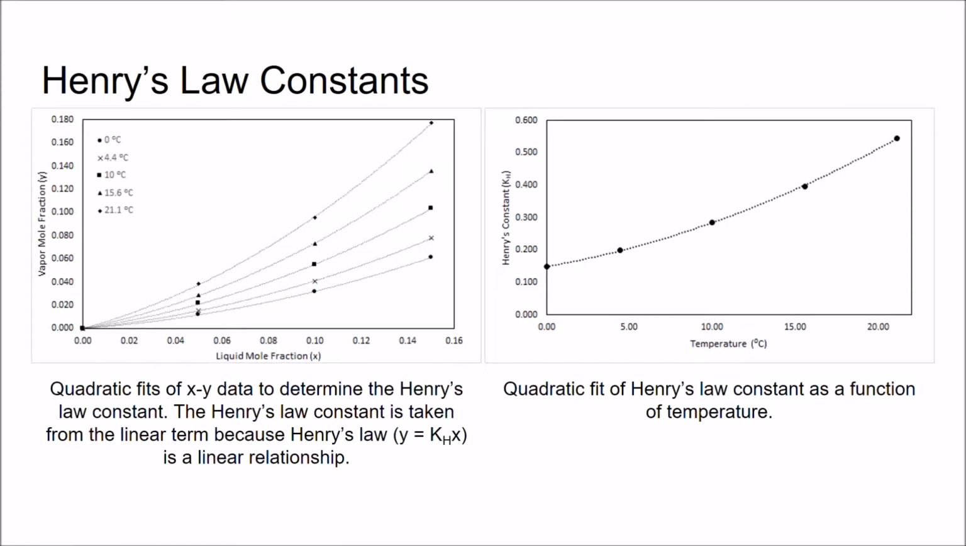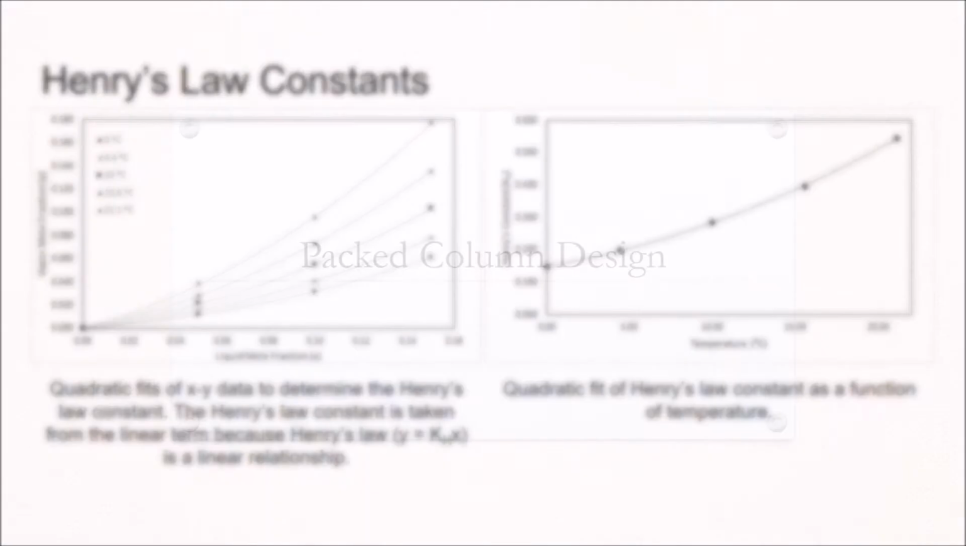These figures show a summary of the data obtained from Perry's Chemical Engineering Handbook. The left figure shows the equilibrium data at various temperatures, and the right figure summarizes how the Henry's law constant changes as a function of temperature.